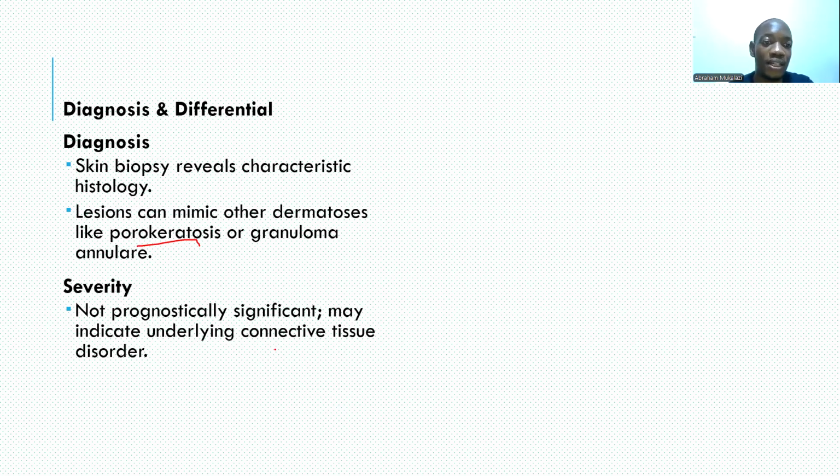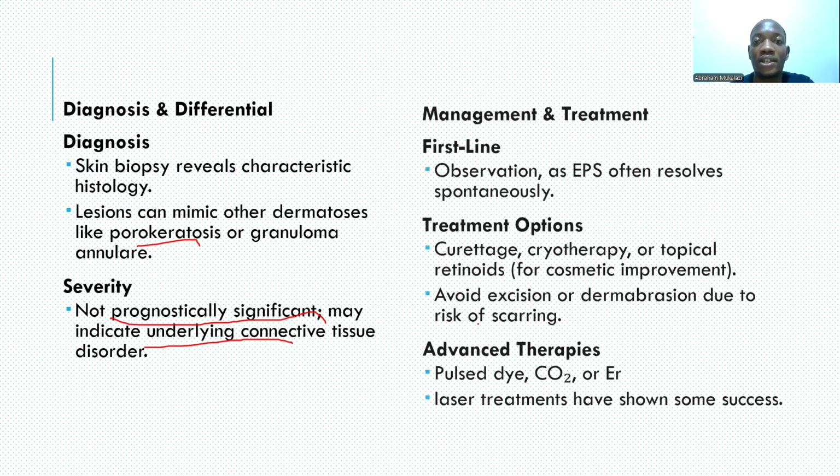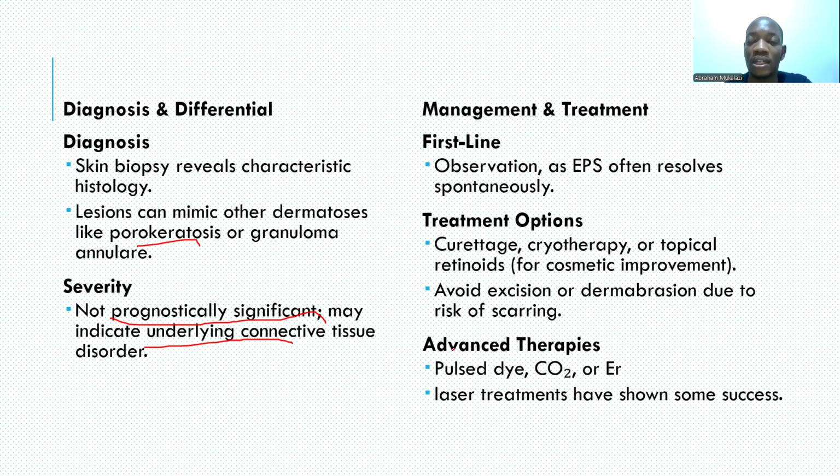Severity is usually not prognostically significant, but it may indicate an underlying connective tissue disorder. So when you see it, you can start to screen for other things like Ehlers-Danlos syndrome, Marfan, and Down syndrome, to make sure the child has no other coexisting connective tissue disorder.